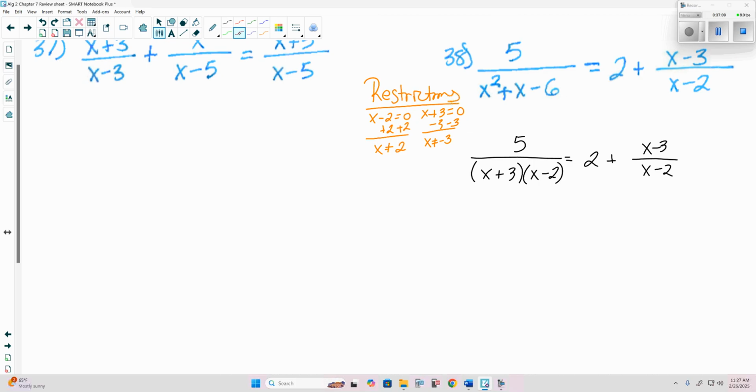Now let's see what we need to multiply everything by. So what's one term we need to multiply through by? X minus 2 and x plus 3.